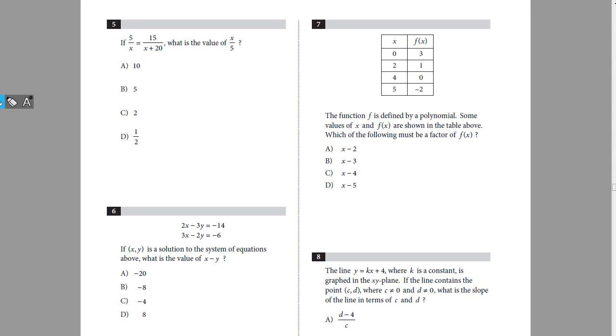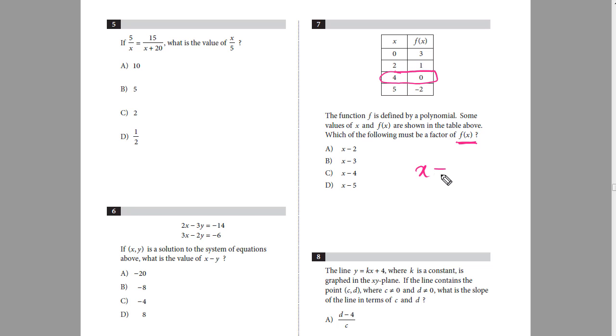Question number 7. The function f is defined by a polynomial. Some values of x and f of x are shown in the table above. Which of the following must be a factor of f of x? Now, whichever number is the factor, it gives the value of the polynomial equal to 0. So when x is equal to 4, the value of the polynomial will become equal to 0.